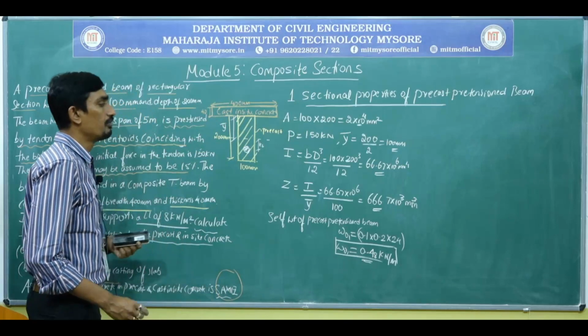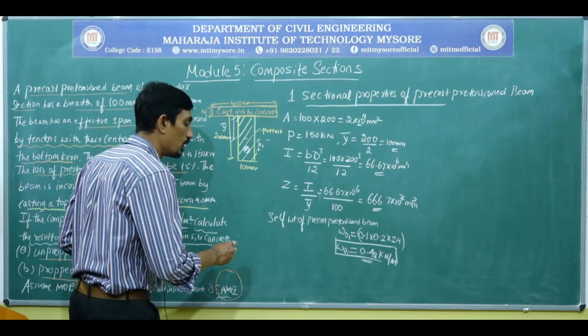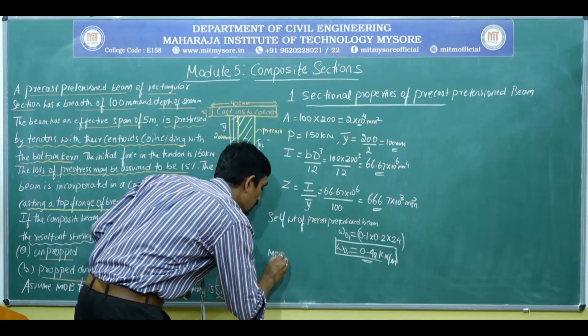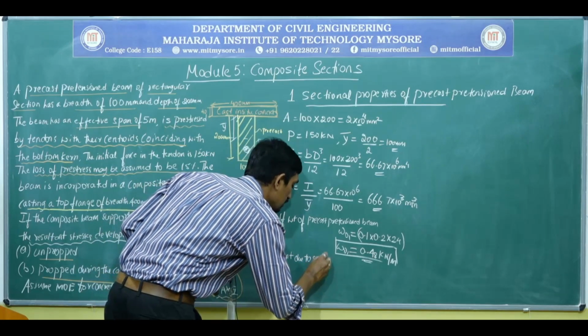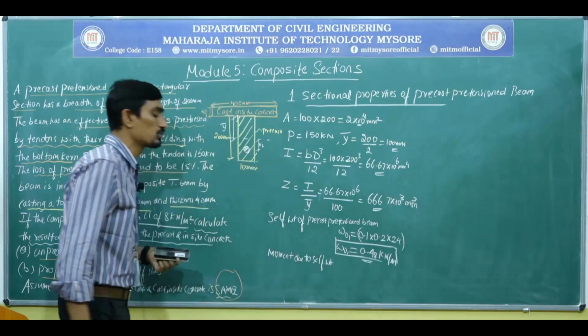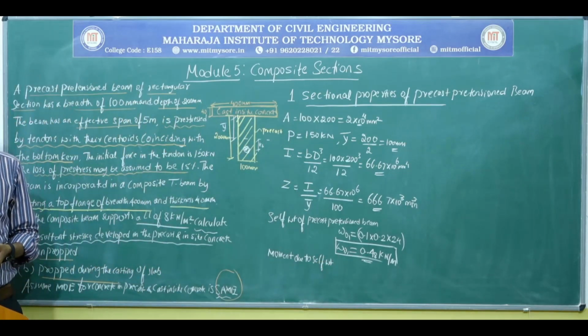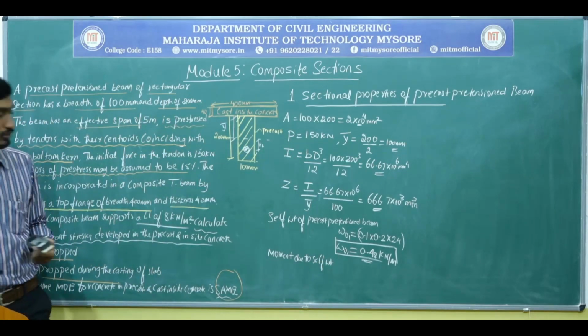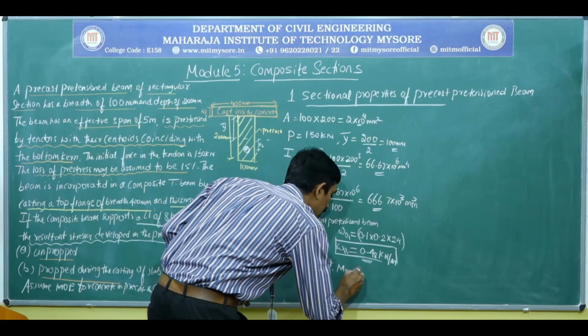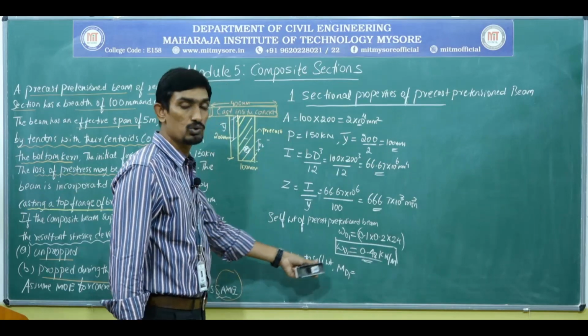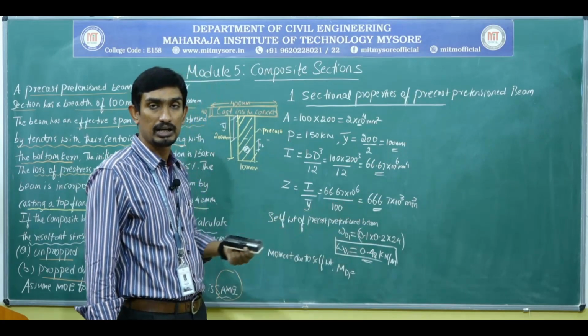Now, what will be the moment due to self weight of the precast pretension beam? Let me notate it MD1. MD1 indicates moment due to self weight of the precast pretension beam.